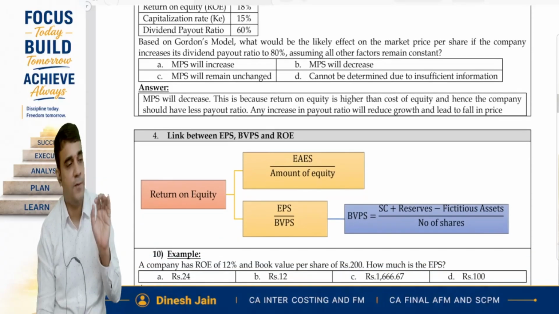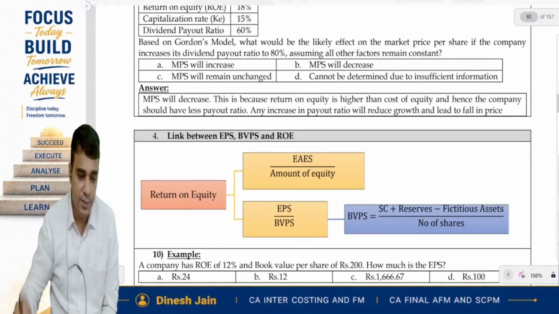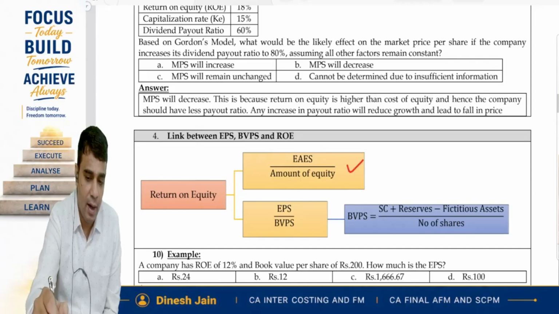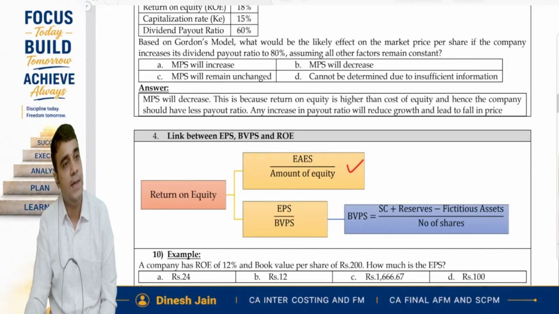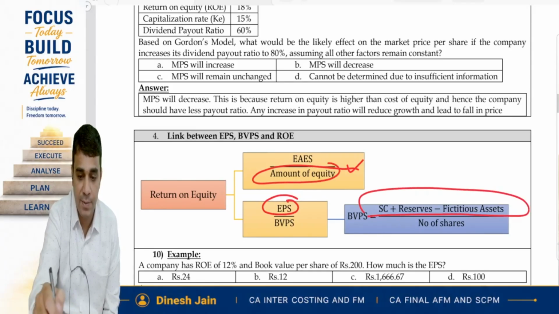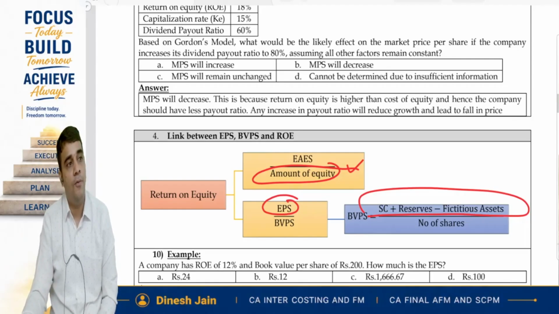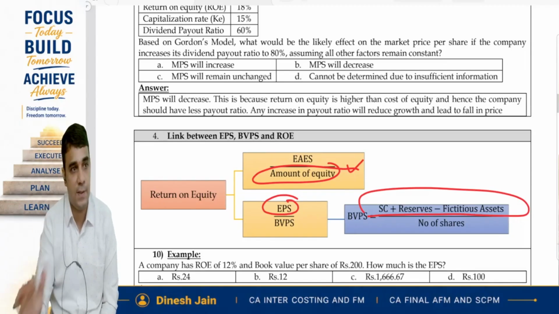And the fourth concept, which we have already seen in ratio analysis, ROE is equal to EAES by amount of equity. What does EAES divided by number of equity shares called? EPS. And this, what is this? Share capital plus reserves minus fictitious asset. If you divide by number of equity shares, it is called book value per share. With this, my base concepts are ready. Till I go to the next model, I'll have to keep doing questions now. Any doubts till this? I'll repeat.